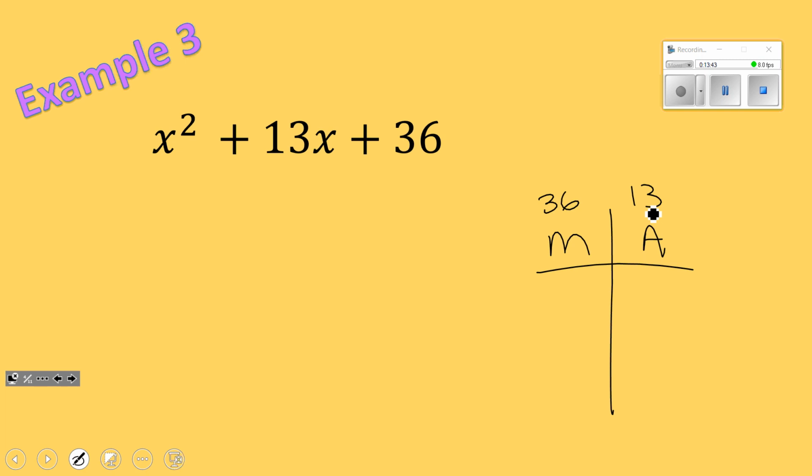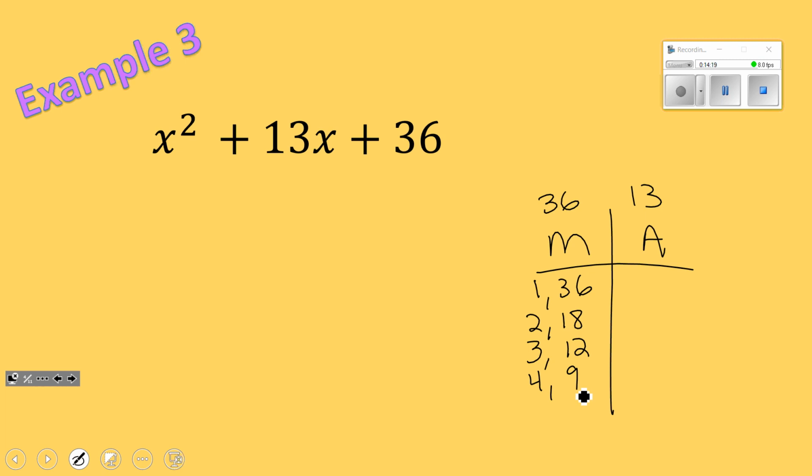But let me show you. Does anybody not know how to get these numbers right here? Put in your calculators 36 divided by 1. What do you get? If it goes in evenly, you know it's 1 and 36. You put your factors. Then you do 36 divided by 2, so you got 2 and 18. Then you put in 36 divided by 3, so then you have 3 and 12. And you keep going. 36 divided by 4 is 4 and 9.